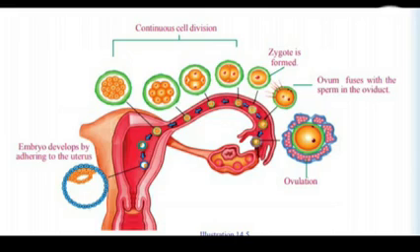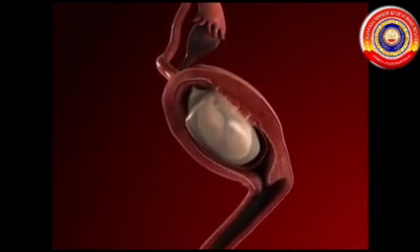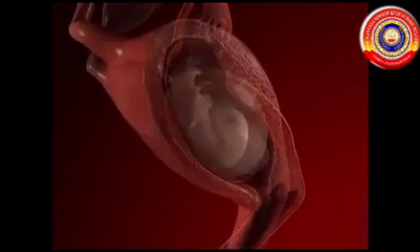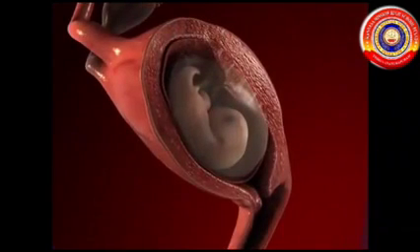The zygote undergoes continuous cell division. Then the embryo is developed. The embryo adheres to the uterus, and it develops into a fetus.